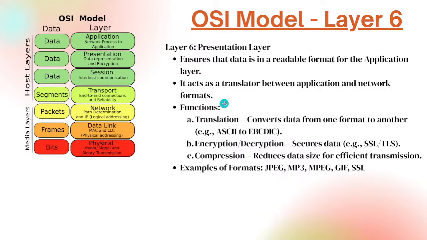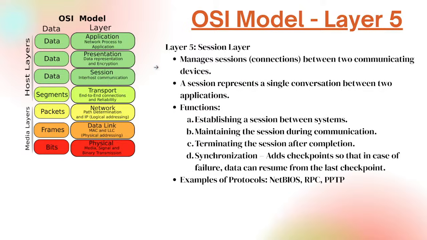Okay, packet loss may happen. For that purpose, the size of data should be reduced, and this is happening in the presentation layer. Examples of the protocols and encryption methods here are JPEG, MP3, MPEG, GIF, SSL. These are the different formats used during encryption or decryption in the presentation layer. Moving to the next, that is the session layer.